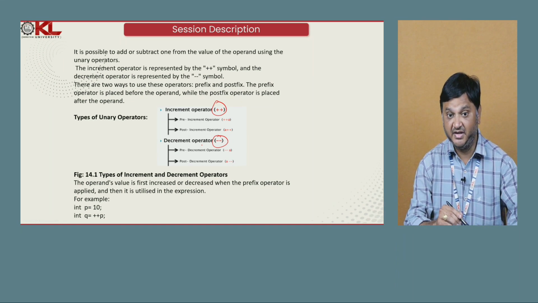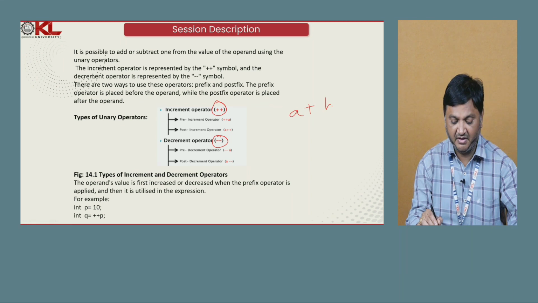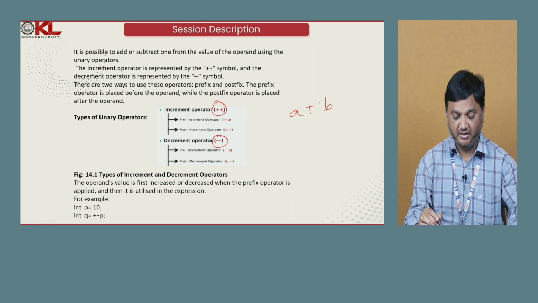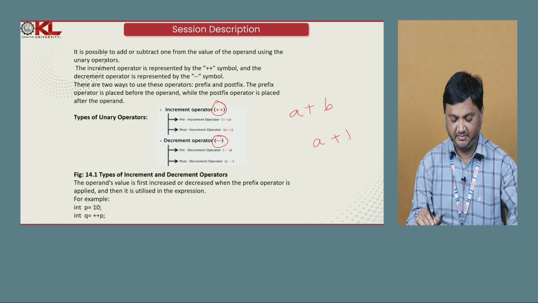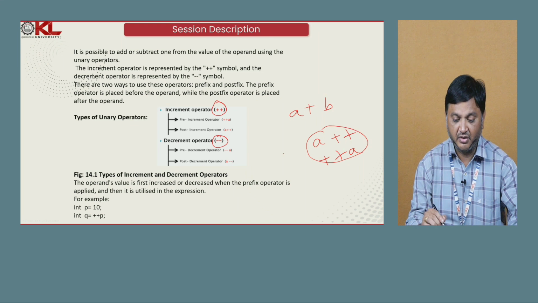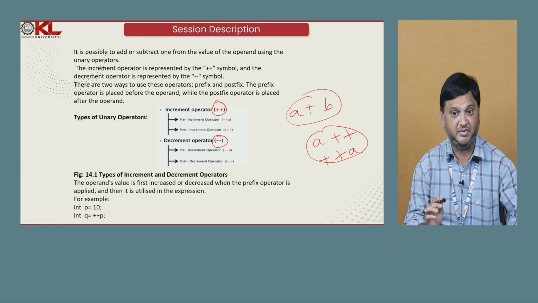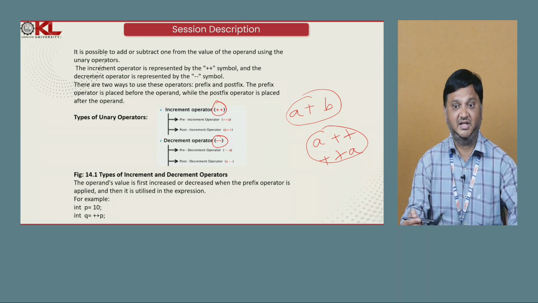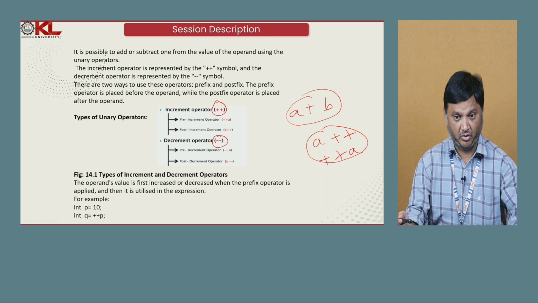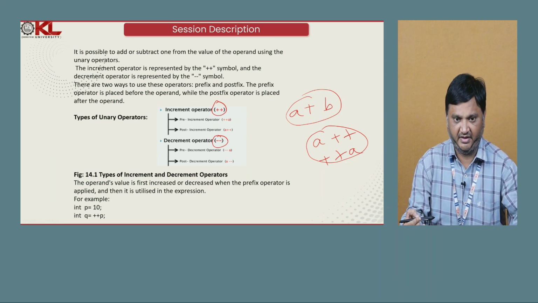Just see the difference, my dear students. Plus is an arithmetic operator. It means that a plus b is an arithmetic operator, whereas a plus plus or plus plus a are called what, my dear students? These are called unary operators, whereas this is called an arithmetic operator. Most of you will get confused. Whenever you see plus, you will say simply increment or decrement operator. No, plus plus is an increment operator, minus minus is a decrement operator, right?